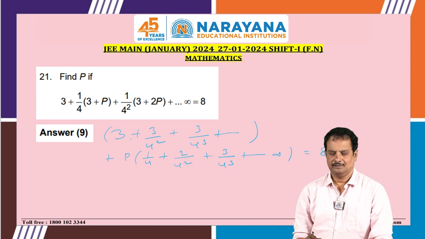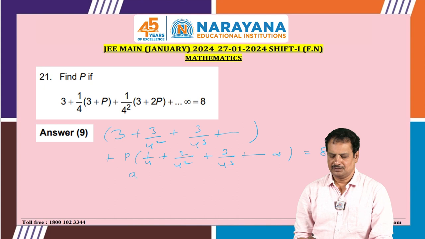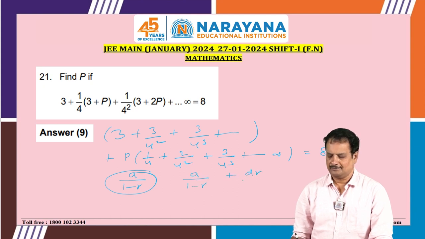For the first one, when you take 3 common, it's an infinite GP. The second one, P into, it's an AGP concept. The AGP concept you can apply for this one. Okay, so what is the first one? To calculate that, you use the formula A by 1 minus R, which is the formula for the sum to infinite terms of GP. Similarly, what is the sum to infinite terms of AGP? You can just apply A by 1 minus R plus dr by 1 minus R whole square. This is the sum to infinite terms of AGP. Okay, so if you apply these two, you'll get the P value as 9. That is the answer for this one.